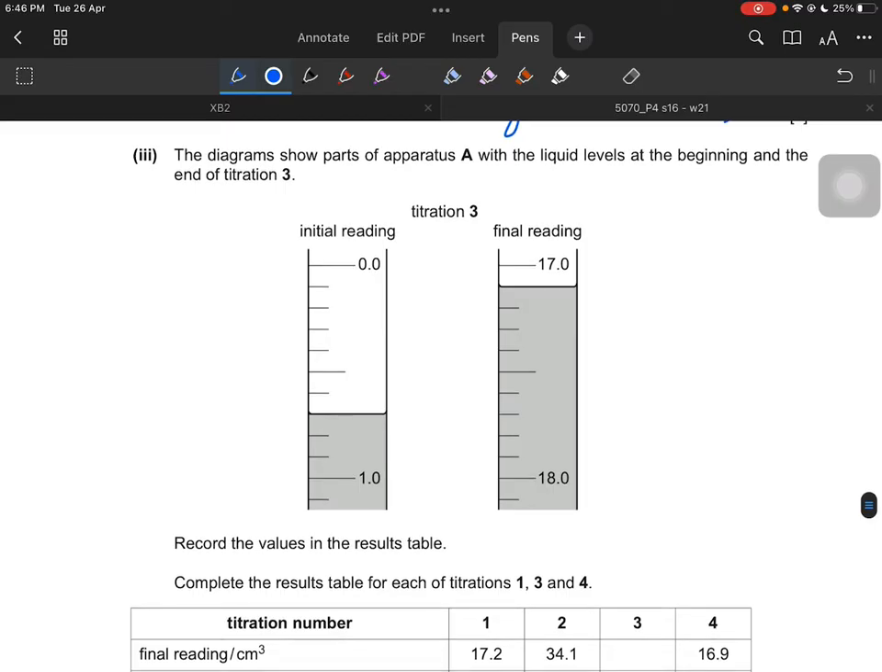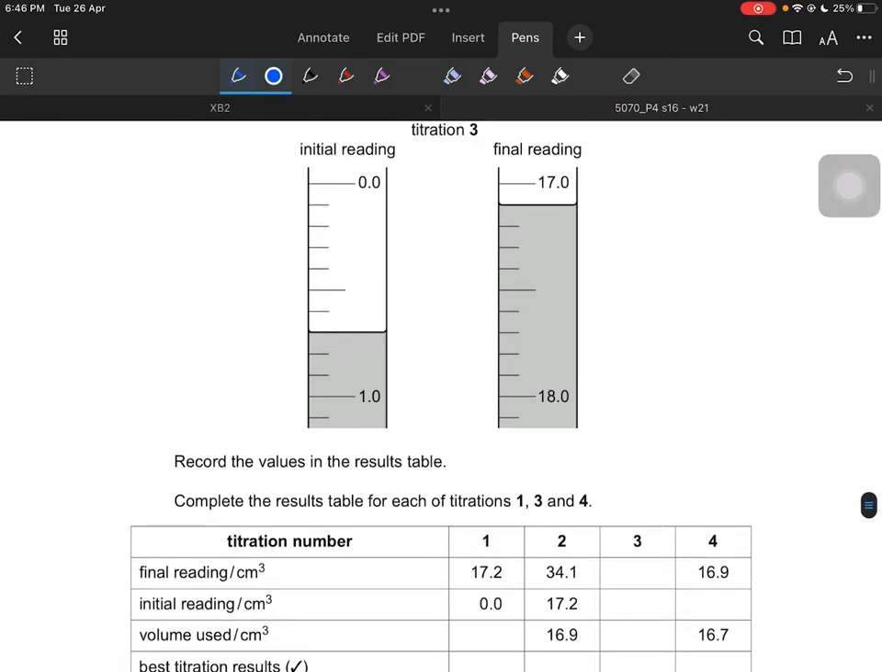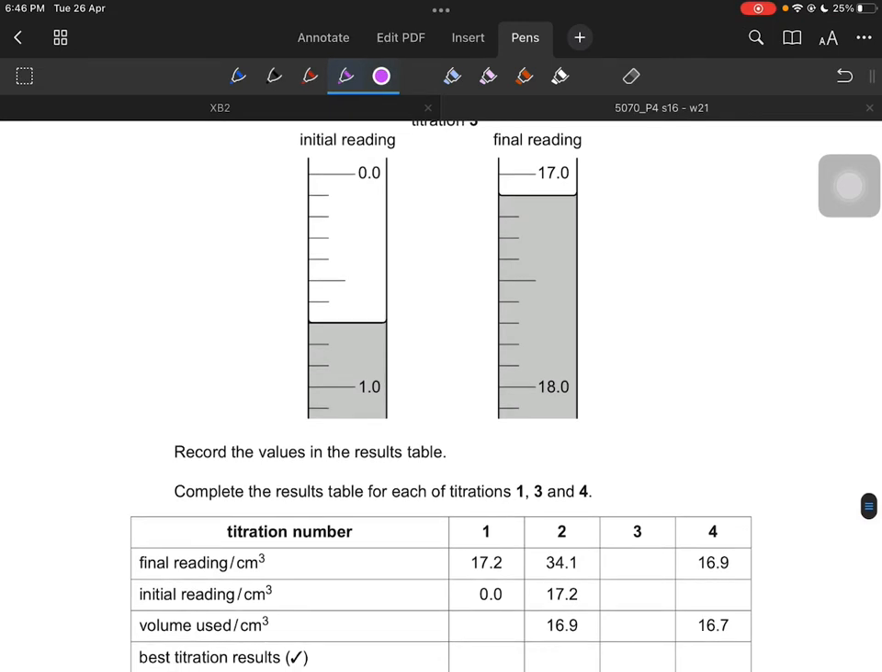The diagram shows parts of the apparatus A with the liquid levels at the beginning and the end of titration 3. So we can see the values over here. The initial value for titration 3 is between 0 and 1. If you measure this, it becomes 0.6, 0.7. So this becomes 0.7, the initial reading. And if you read the value of the final reading, it is just 1 unit after 17. So it becomes 17.1.